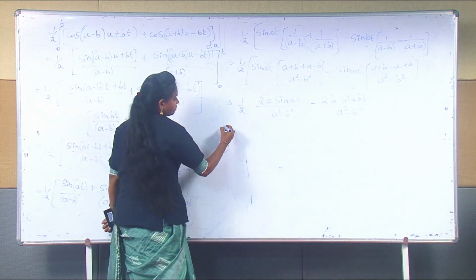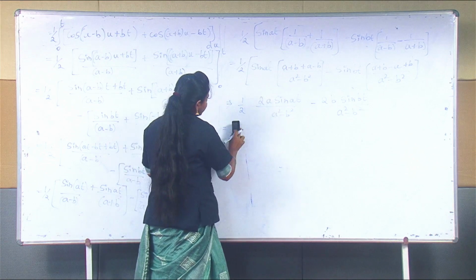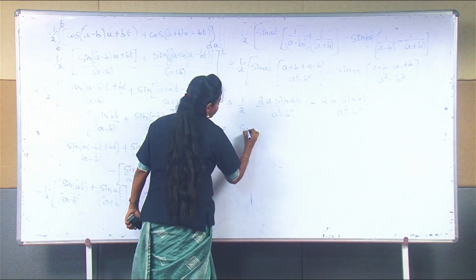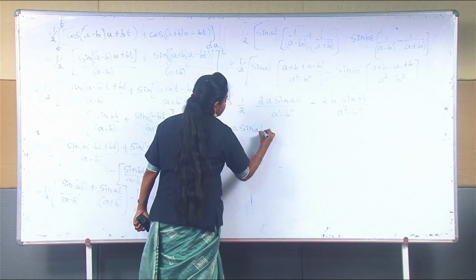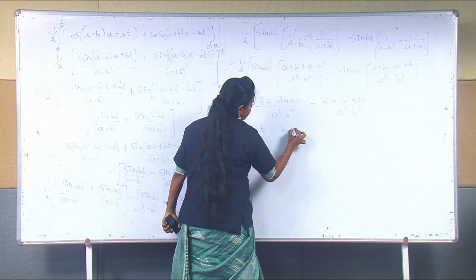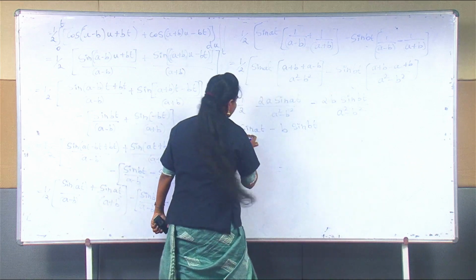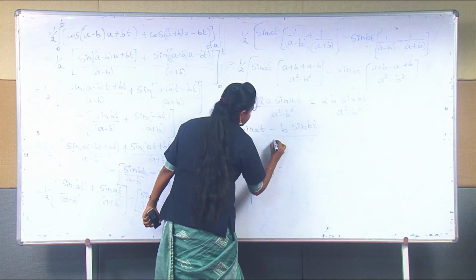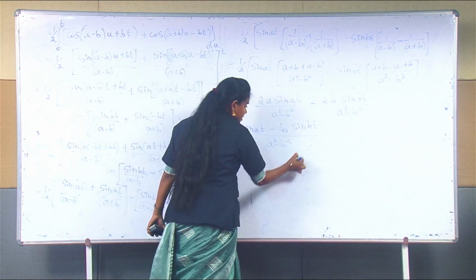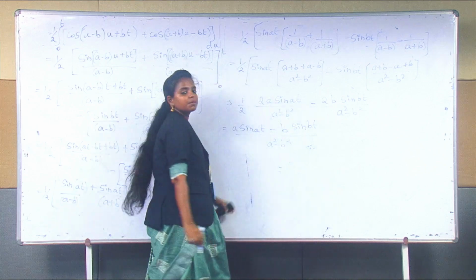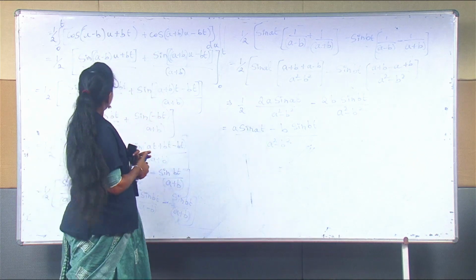1 by 2 and 2 will be cancelled. So we get (a sine at minus b sine bt) divided by a square minus b square. So this is the solution for this sum.